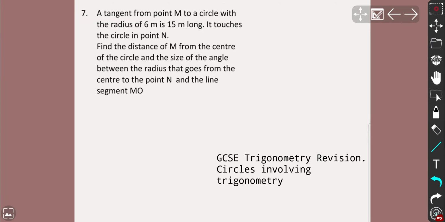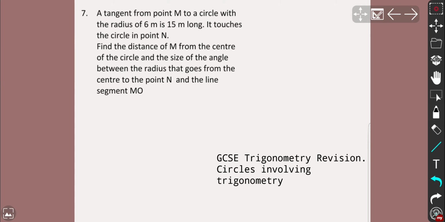Hey guys, we are on GCSE Trigonometry Revision and we are going to consider circles involving trigonometry. Probably you remember about inscribed angles, and how they are connected with the central angles. Those are all features of circles, so make sure you remember all that. Also remember how the radius meets the tangent line, which angle it makes, so that's also a key feature here.